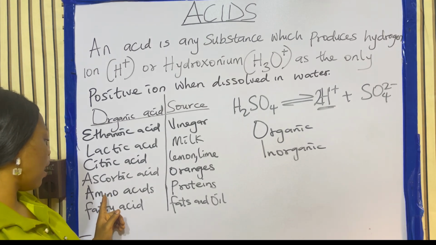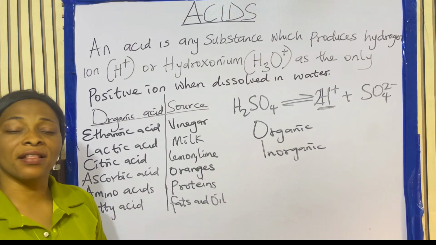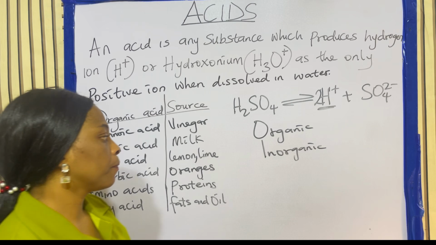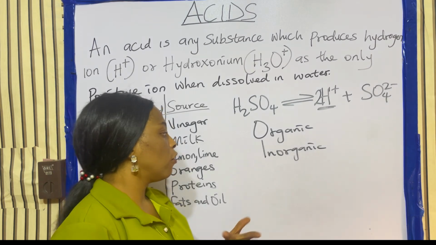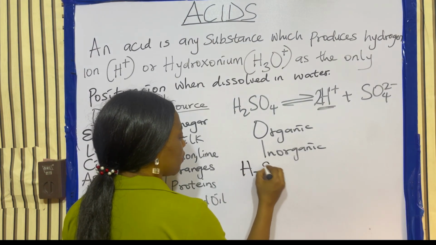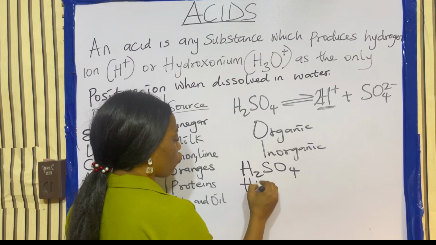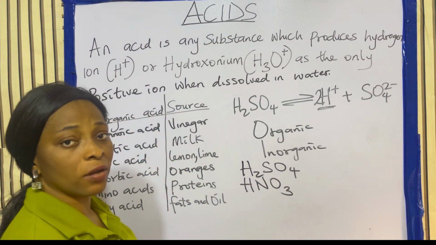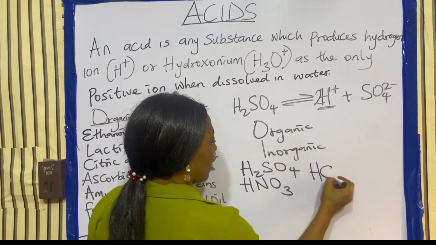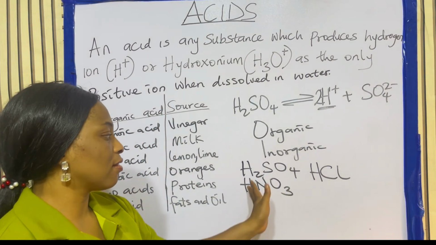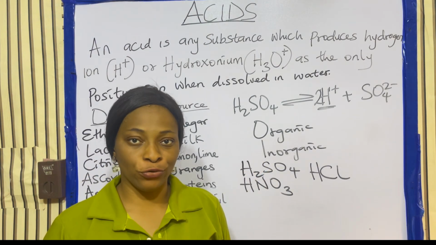We have amino acid, which is gotten from proteins. We also have fatty acid, which is gotten from fats and oil. Then the inorganic acids, the acids that are produced in the lab: we have acids like tetraoxosulfate VI acid, trioxonitrate V acid, and hydrogen chloride. All these acids, as you can see, are not naturally obtained. Rather, they are chemically produced.